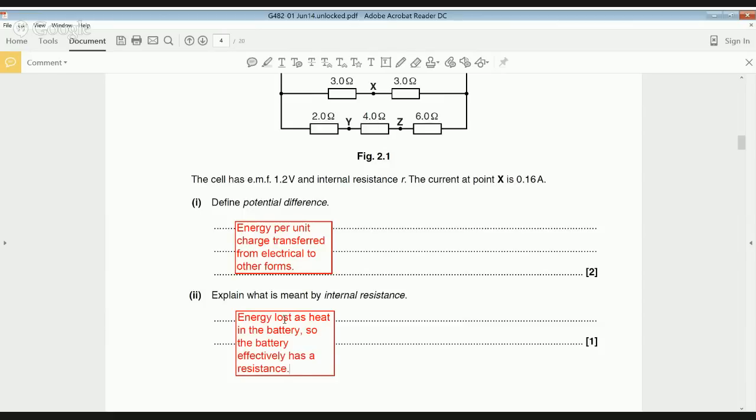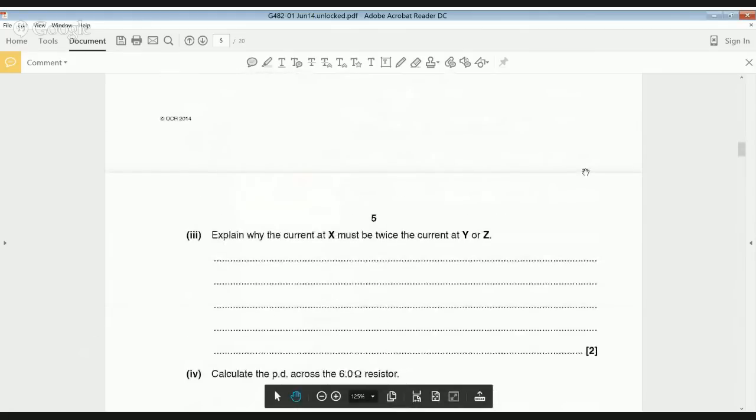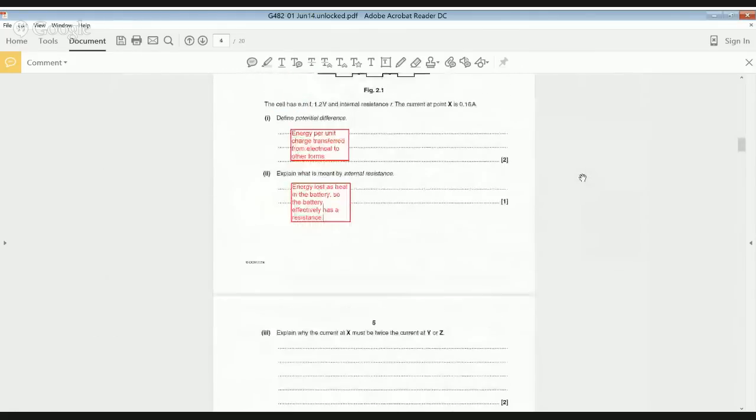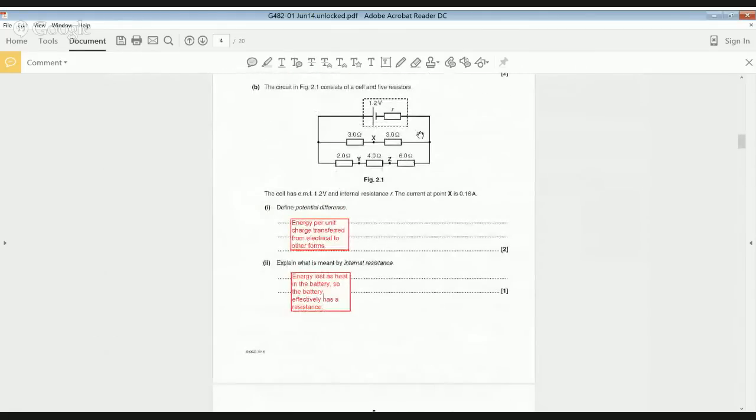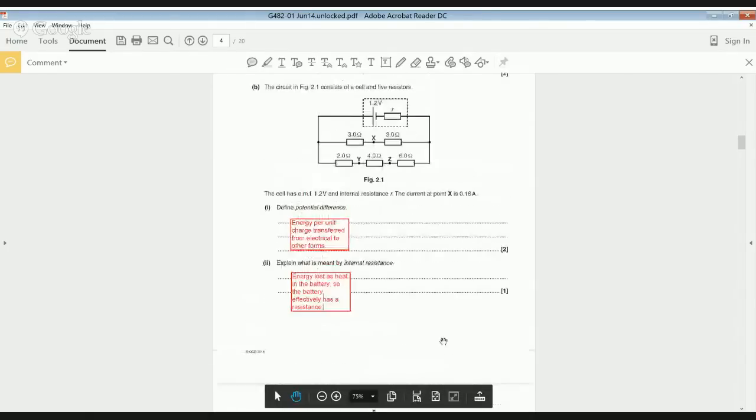Okay, let's keep going. Explain why the current at X must be twice the current at Y or Z. If we just take a look back here, we know that the current at X is 0.16. We must say why the current at X is twice the current at Y or Z.